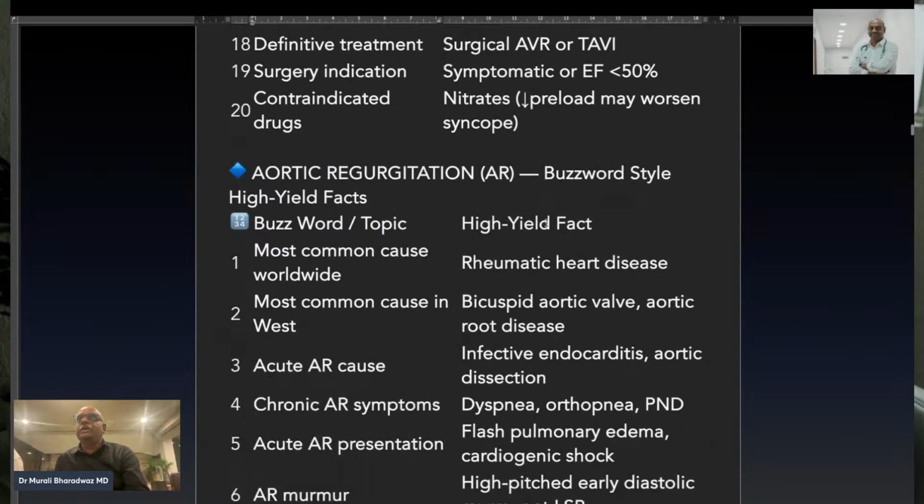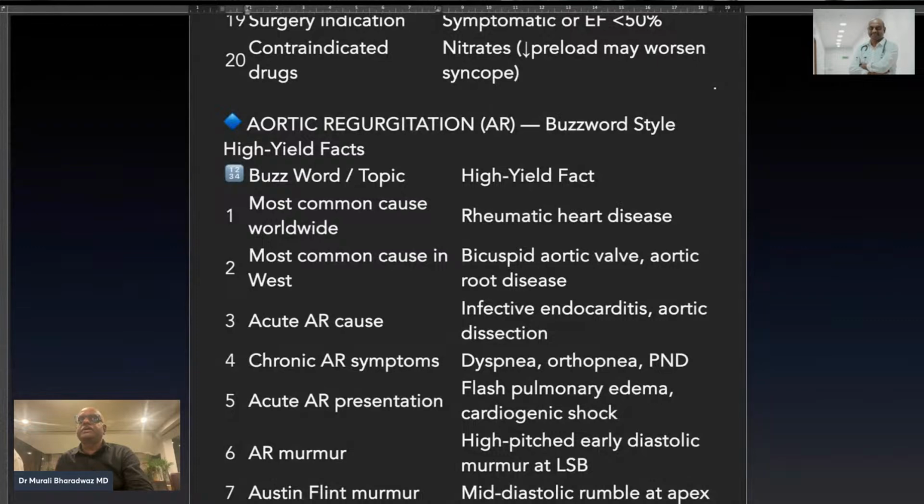Okay, doc? Now comes the aortic regurgitation.